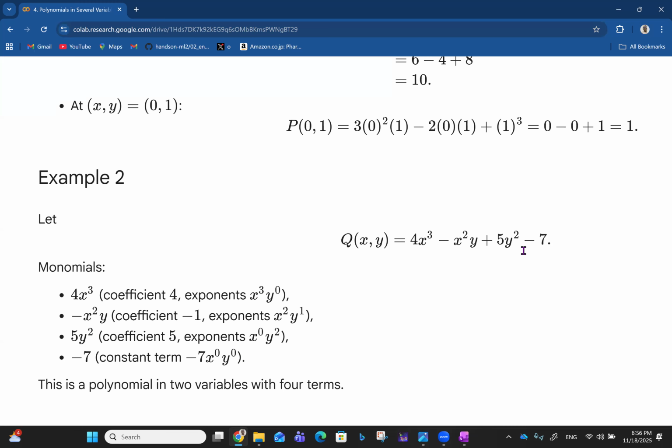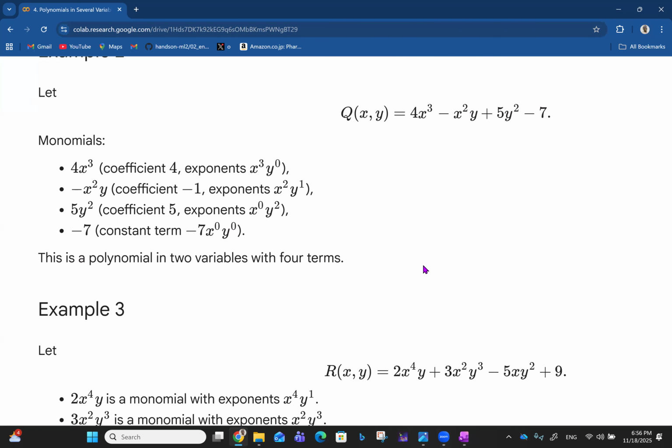Then the last monomial is the constant. That's minus 7. So that's the constant term, minus 7. And the exponents are 0, 0 because x and y simply do not exist there. So that means the power of x is 0 and the power of y is 0. This is a polynomial in two variables with 4 terms. So this polynomial q of x, y is actually a polynomial in two variables x, y with 4 terms, 4x cubed minus x squared y plus 5y squared minus 7.